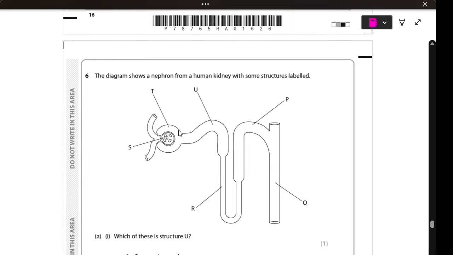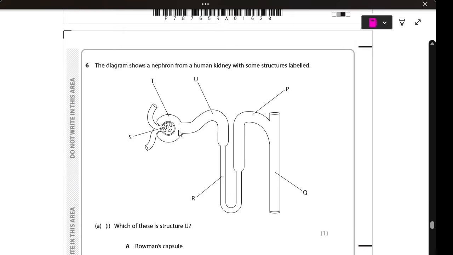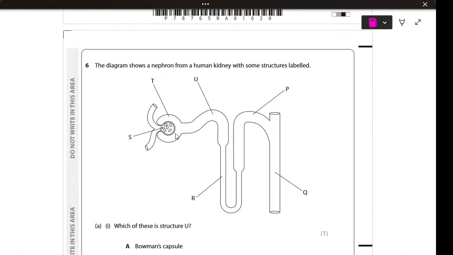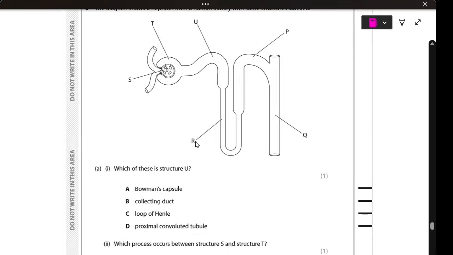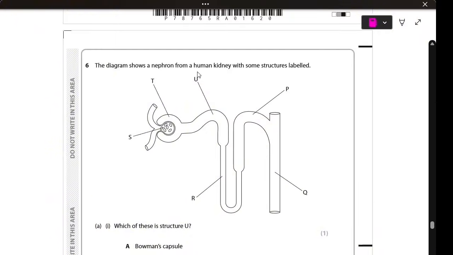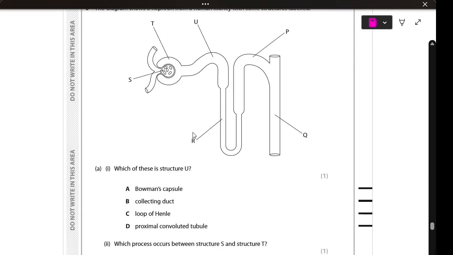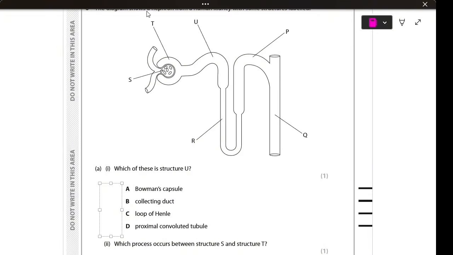Let's move on to our last question, question number 6. This is about nephrons. The diagram shows a nephron from a human kidney with some structures labelled. Which of these is structure U? Structure U should be the proximal convoluted tubule. So this is answer D, or option D.